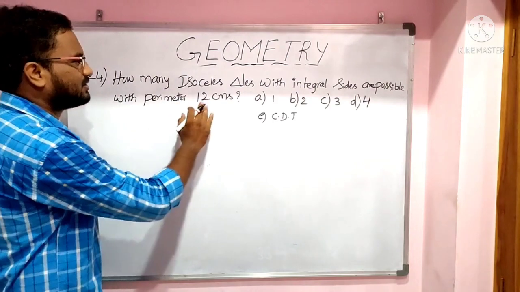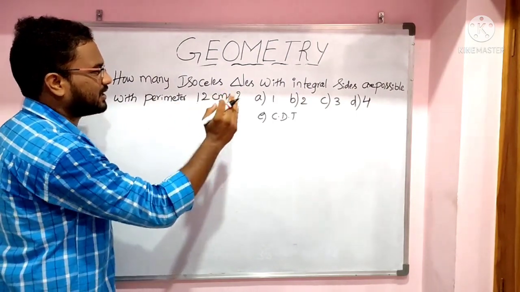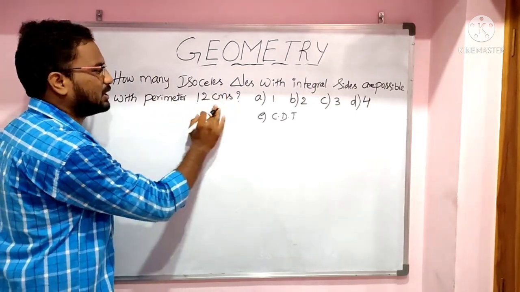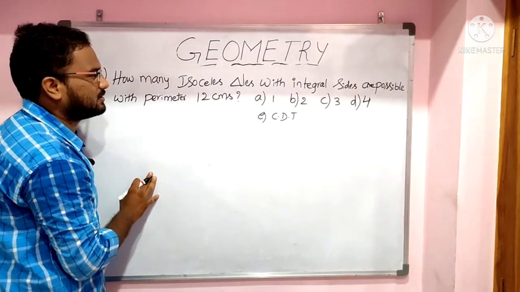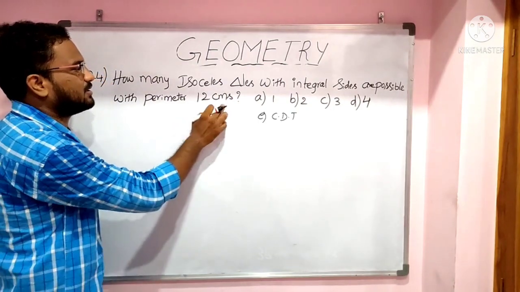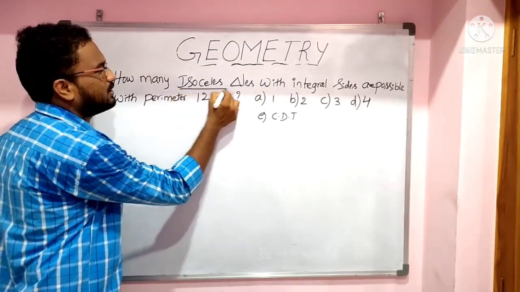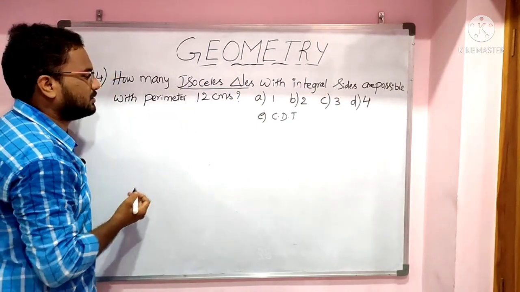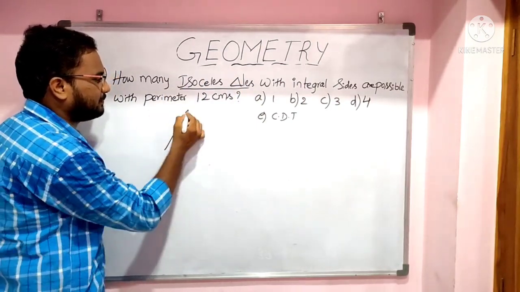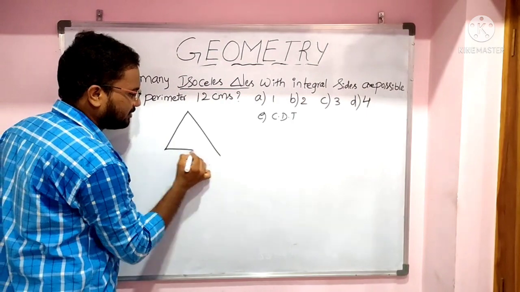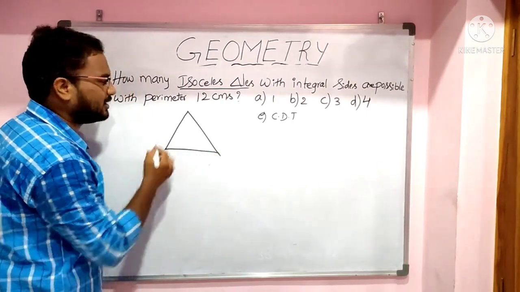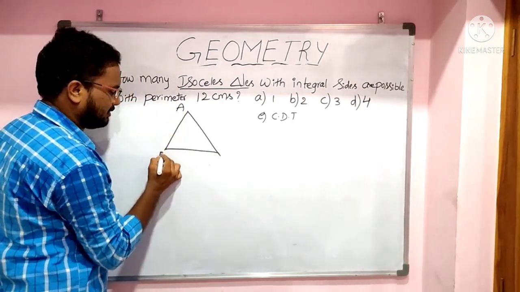How many isosceles triangles with integral sides are possible with perimeter 12 centimeters? He's given a perimeter of 12 centimeters and it is an isosceles triangle. So what is an isosceles triangle? In a triangle, if any two sides are equal, then it is called an isosceles triangle.